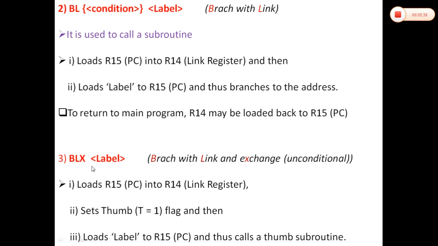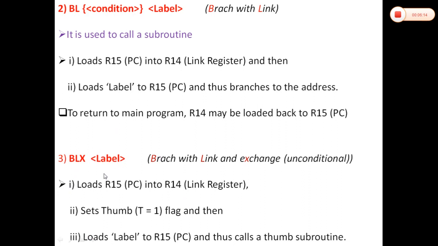So actually, when this instruction is being executed, the steps taken by the processor are like this. It will load the current content of the program counter into the link register. It will set the Thumb flag in the CPSR register. Okay, so the state of operation is changed from ARM to Thumb, and then it loads this new address into the program counter. Therefore, it calls a subroutine. So that means when this instruction is executed, this is an ARM instruction.